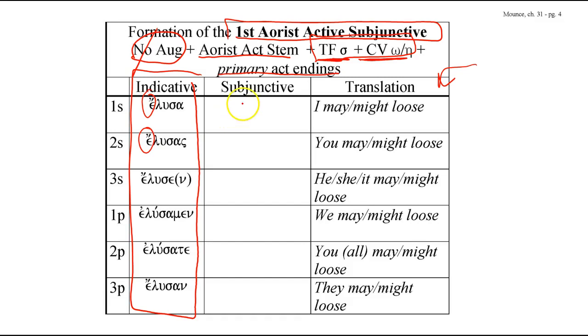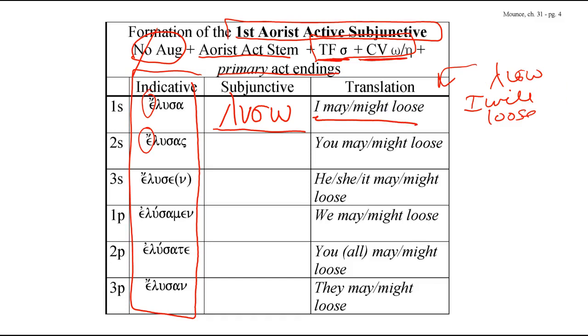I might loose. So to say I might loose, it's lu plus the aorist subjunctive tense formative, which is just plain sigma, and then you add the connecting vowel o, so luso. Do not confuse luso with I will loose. It looks just like the future form, luso. Context will tell you whether it's an aorist active subjunctive or whether it's a future active indicative. So it's I may, might loose.